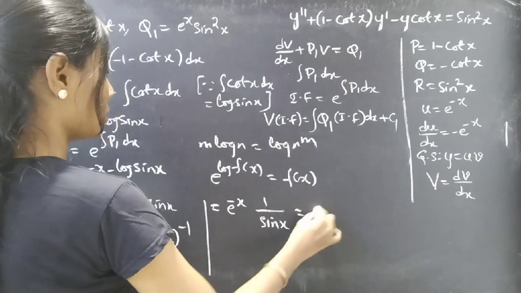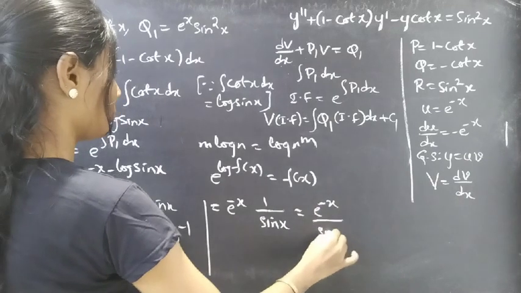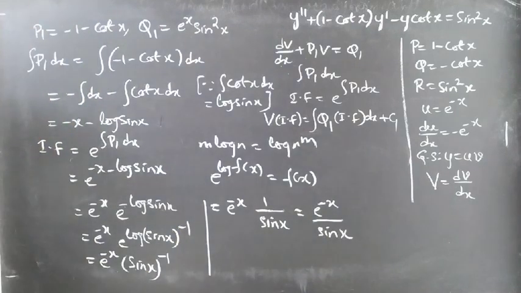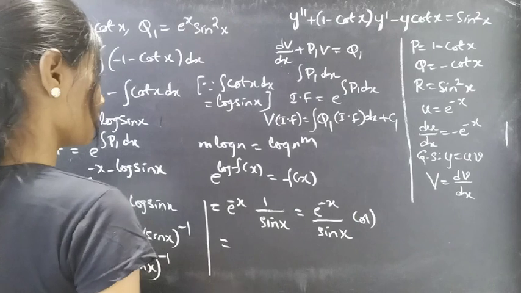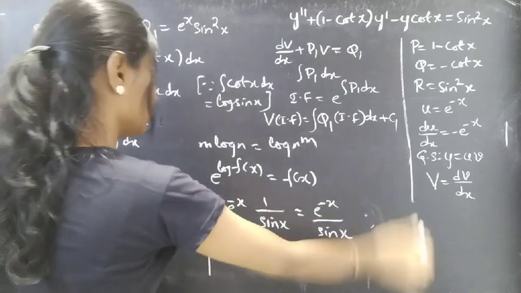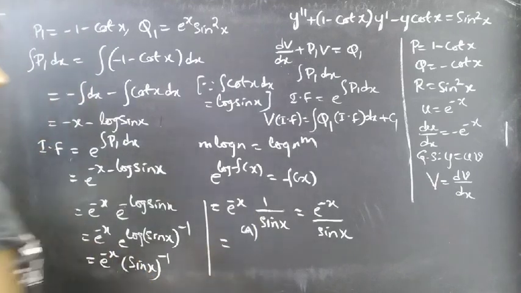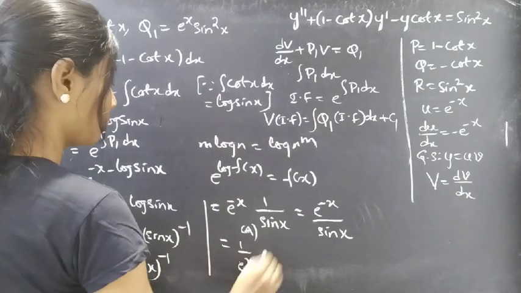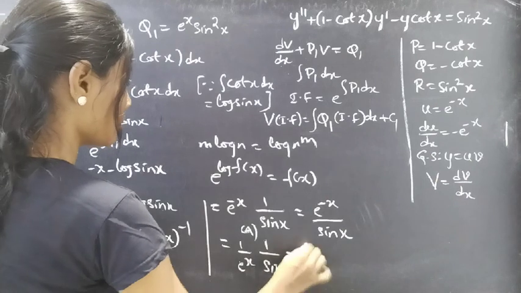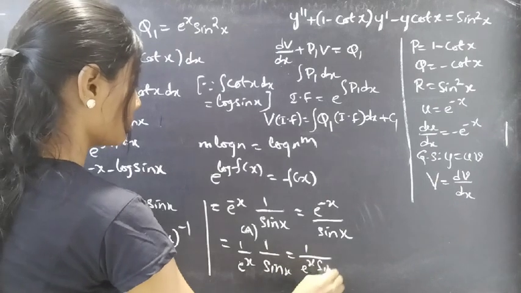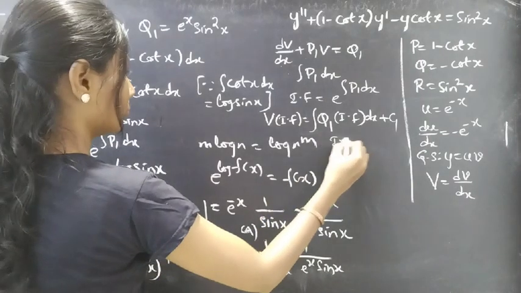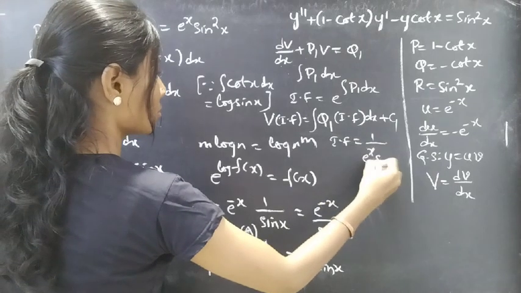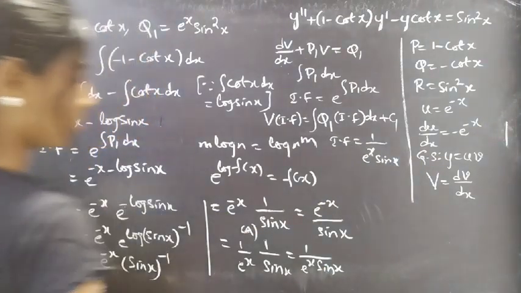This equals e power minus x into sin x whole inverse, which we can write as 1 by sin x, so this equals e power minus x by sin x. Or you can write e power minus x as 1 by e power x into 1 by sin x, which equals 1 by e power x sin x, better, right? So we got the integrating factor 1 by e power x sin x.